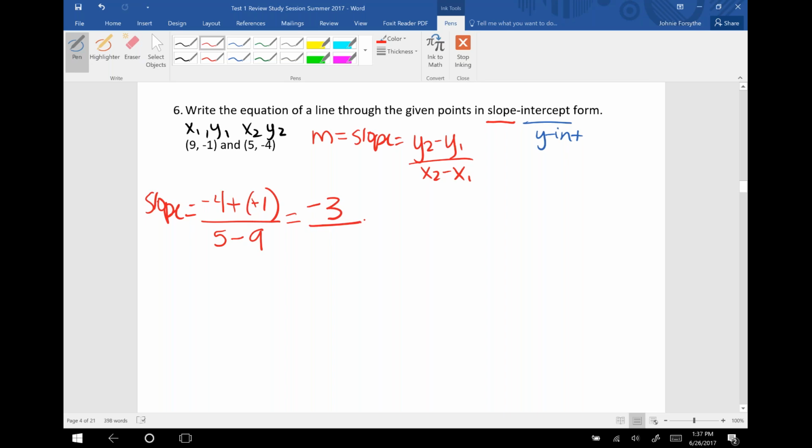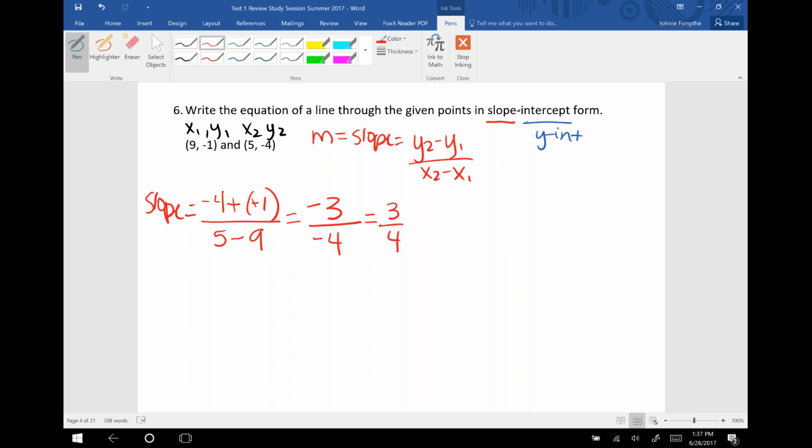Also, guys, you can use a calculator, so try not to miss easy points from adding and subtracting negative numbers. Then 5 minus 9 is -4. And we don't want to have a negative divided by negative as our final answer. So go ahead and simplify that to say +3/4. So we have half of what we need to write the equation of the line. We have the slope. So now I'm going to find the y-intercept.